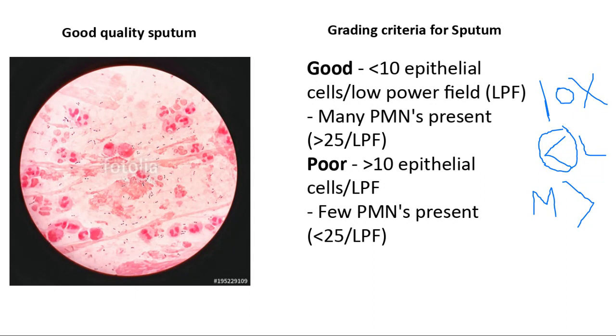So when there are less than 10 epithelial cells per low power field and more than 25 neutrophils per low power field, it means the specimen is very good. But if the specimen has less than 25 neutrophils and more than 10 epithelial cells per low power field, it means the specimen is poor and of bad quality. So you should replace this specimen and select another specimen which contains less than 10 epithelial cells and more than 25 neutrophils.